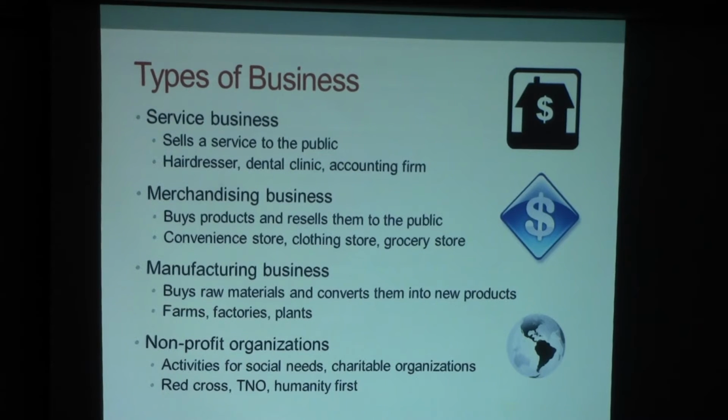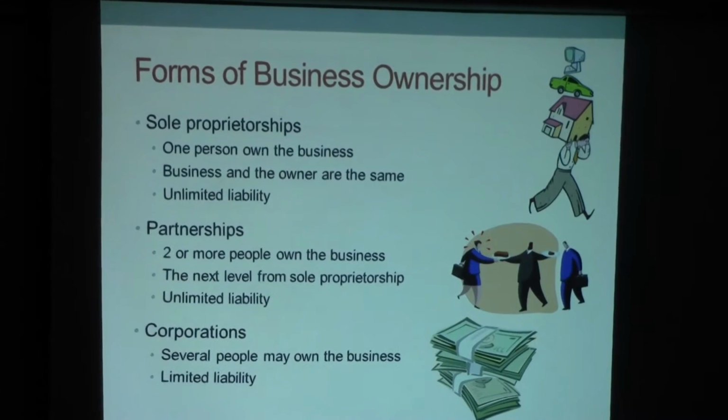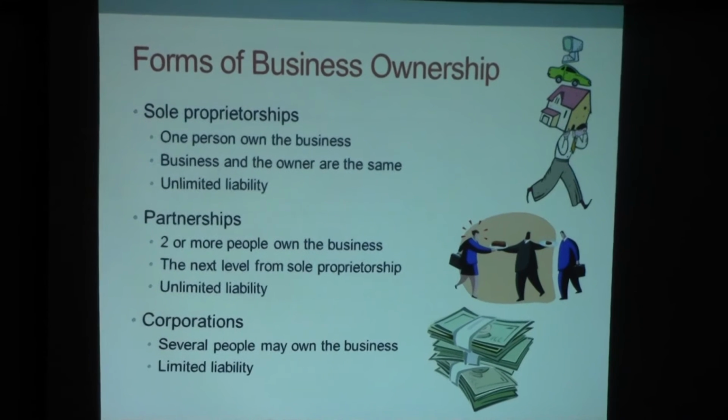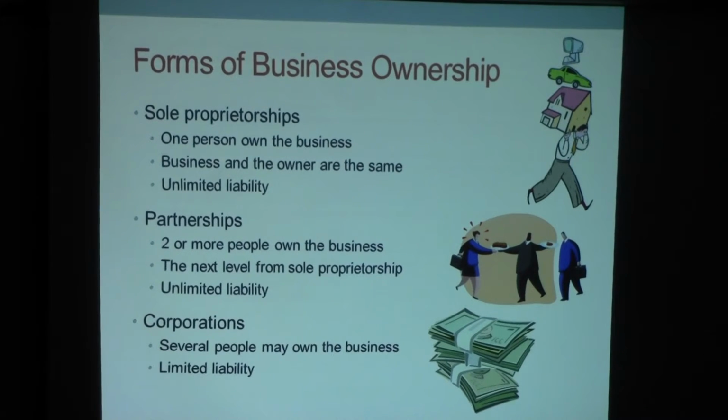The question now is, how are these businesses formed? What kind of ownership structure do they have? There are three general ownership structures: sole proprietorships, partnerships, and corporations. We have to understand what each entails before we get into their accounting. I'm sure you've been exposed to this in grade 9 or 10 business or in your daily life.